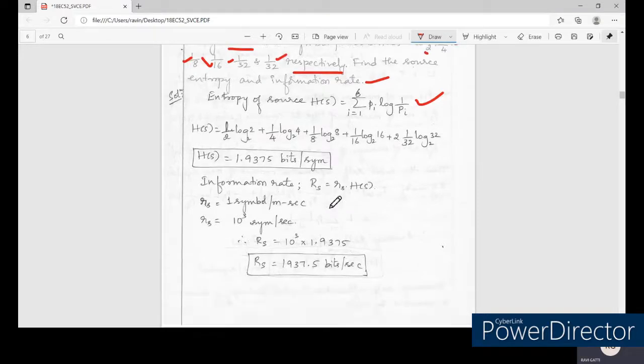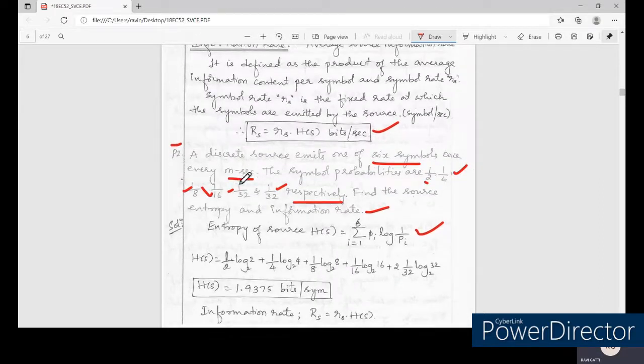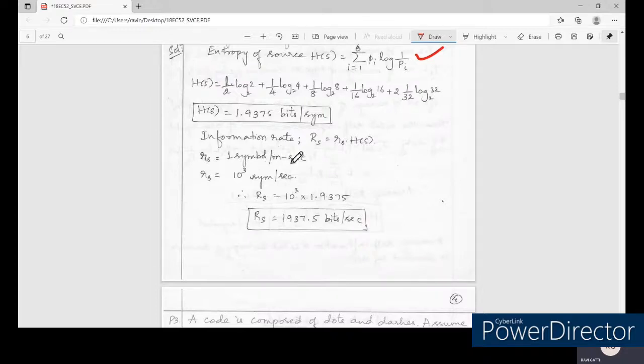And since they said the information rate needs to be calculated, which is nothing but R_s = r_s into H(S). What is small r_s? They said 1 symbol is emitted in every m seconds, which is milliseconds, so r_s will be 10 to the power of 3 symbols per second. If I substitute this r_s value, the average information rate capital R_s is 10 to the power of 3 into 1.9375. If you do the multiplication, your average information rate is 1937.5 bits per second.